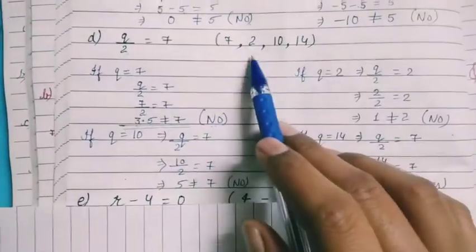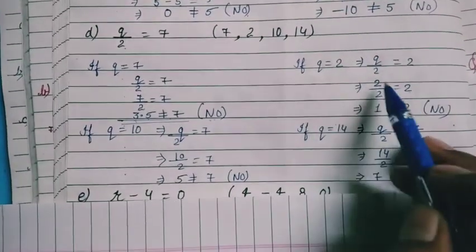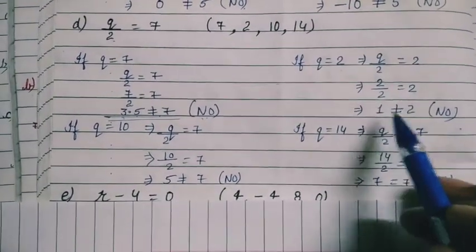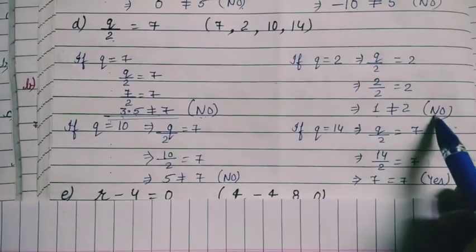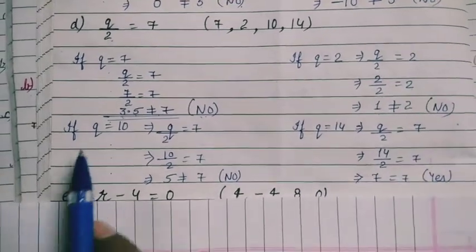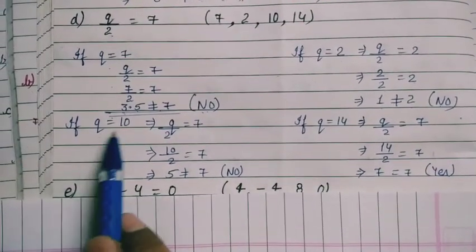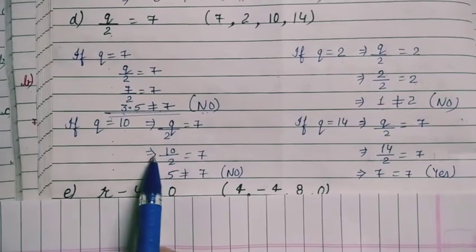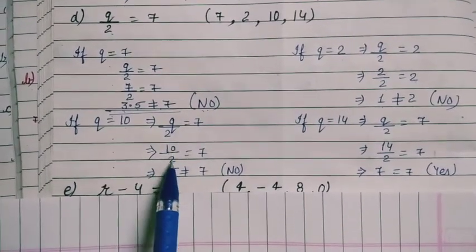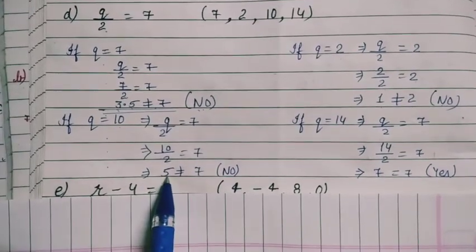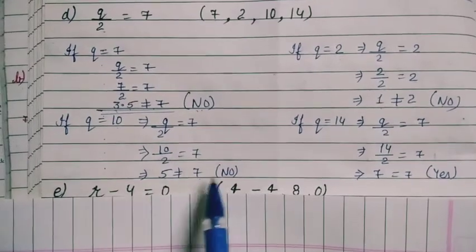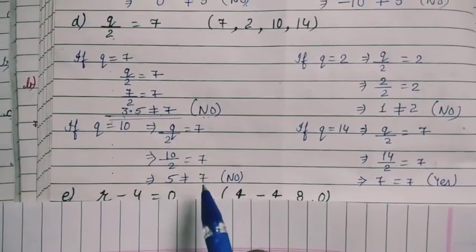If we have q is equal to 2, at that time 2 divided by 2 will give us 1. So 1 is not equal to 2. It means this is also not the solution of the equation. The third one is if the q value is 10. So according to the equation, in the place of q we will write 10, and when 10 is divided by 2, it will give us 5. So 5 is not equal to 7. It means this is not the solution of the equation.